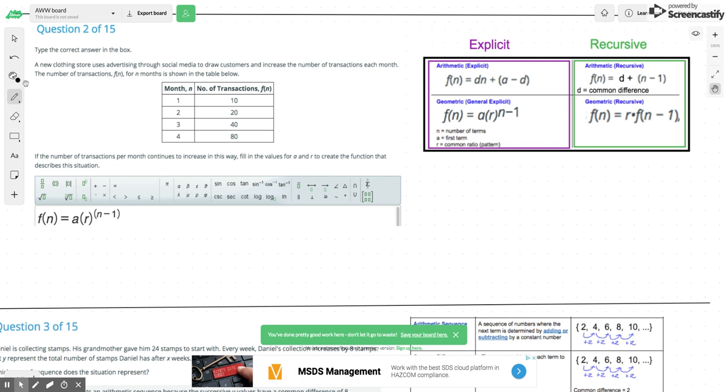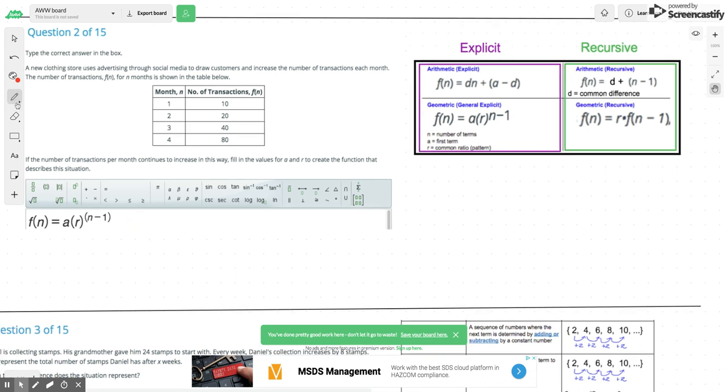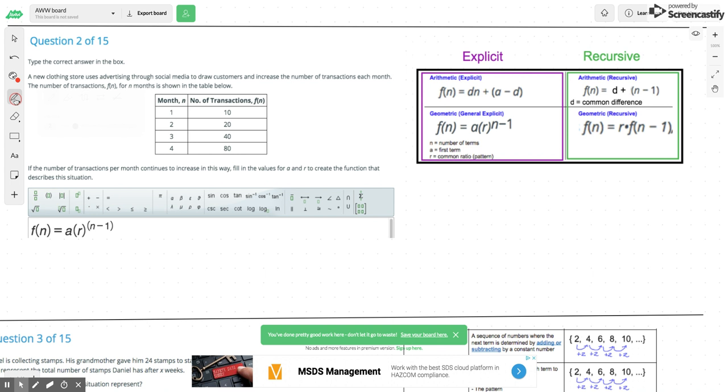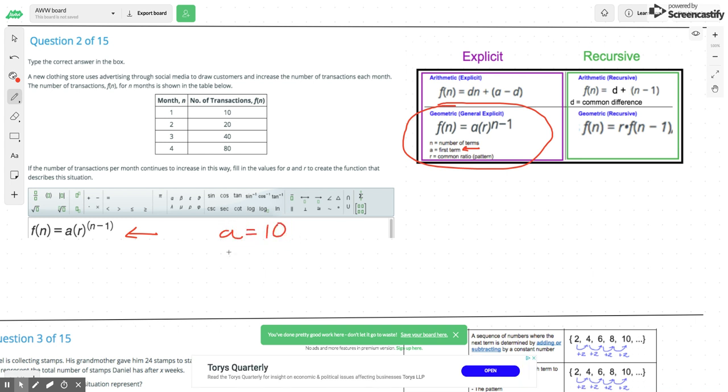Okay, so what I'm going to do, I'm going to look at my equation right here. And it's in the form a times r to the n minus 1, which matches this. So right off the bat, we know it's going to be a geometric sequence. Now let's see if we can get some values. From my notes, I can see that a is the first term. So a is going to be equal to 10. Now we need to find the common ratio, which is r. We need to find the pattern.